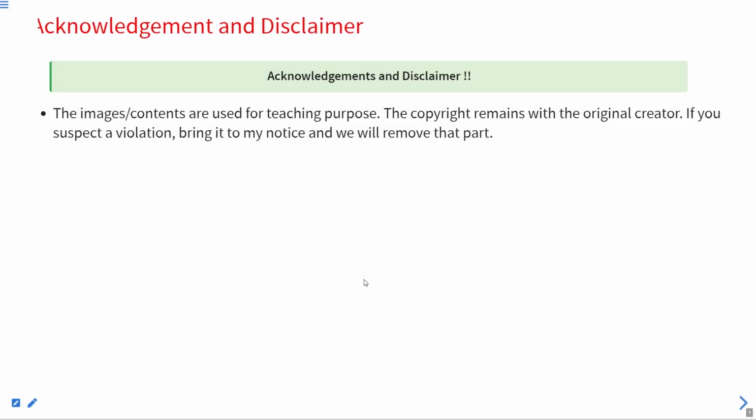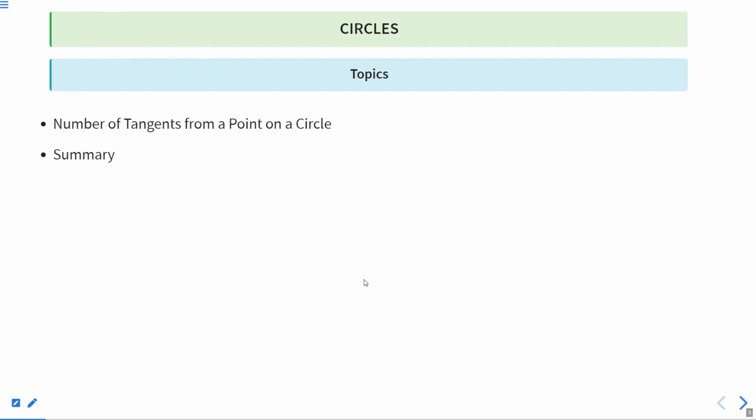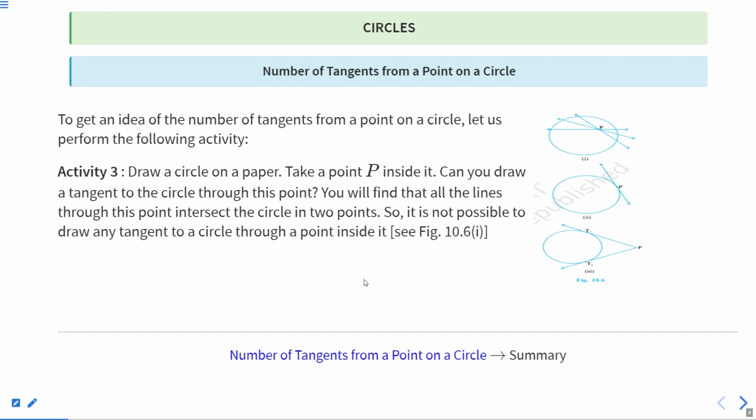Hello students, welcome to this lecture on circles. In this chapter we will study the number of tangents from a point on a circle, and then we'll study the summary of this chapter. Okay, so let us start.